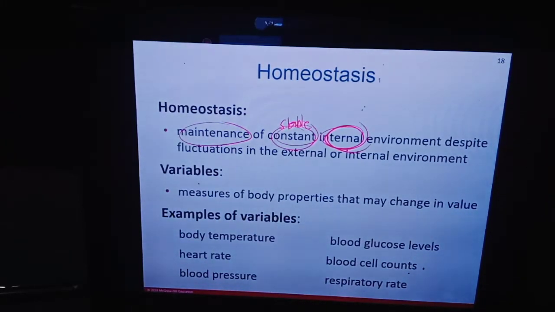For example, our body temperature, your heart rate, your blood pressure, your blood glucose level, your blood cells, your respiratory rate. Oh, by the way, we have this term that we need to understand: variables. Variables are the measures of body properties that may change in value, and how the body responds to a particular stimulus. We will go further if we give some examples.